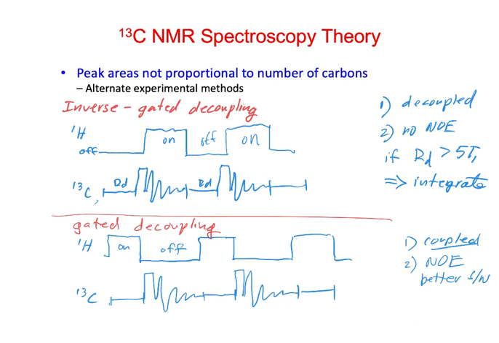Right. So, if you wanted to actually have a coupled carbon spectrum, this would probably be the way to do it. So if you needed to, for example, measure proton C13 coupling constants or something like that, then this might be a way to do that.